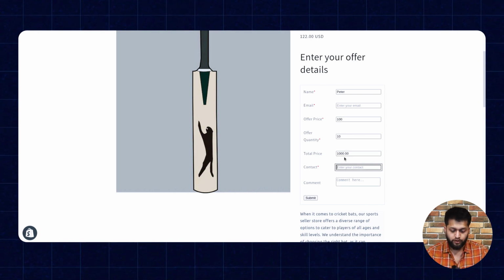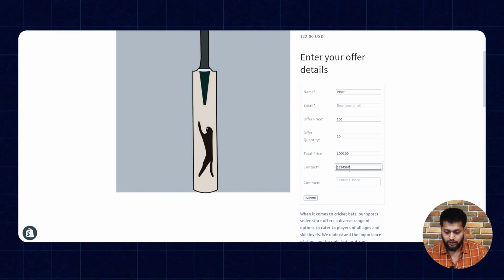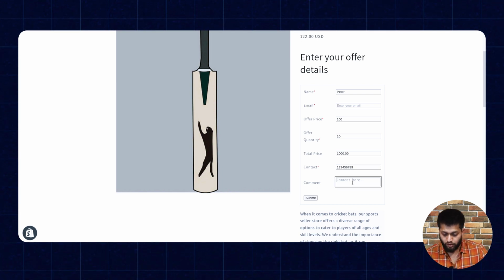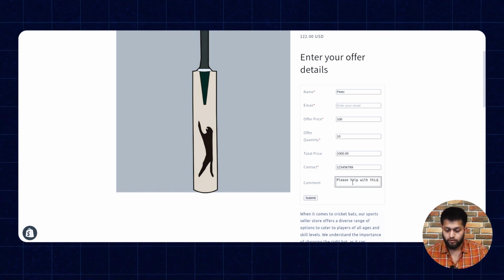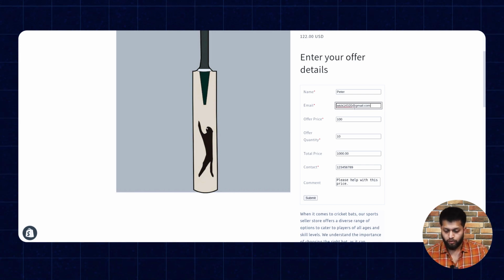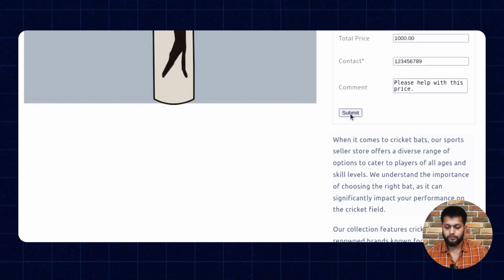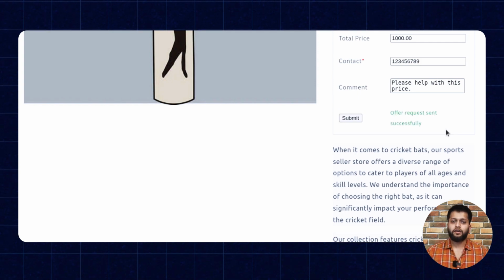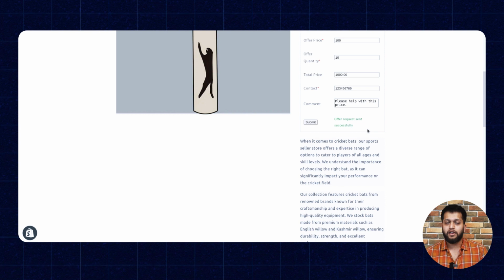Here I need to enter my contact number, and here's the content. So you can write your message here if you want. And here you need to enter the mail ID. So after adding the email ID, let's click on submit button. So let's check from the seller end that how it looks like and how seller can perform the action on this.